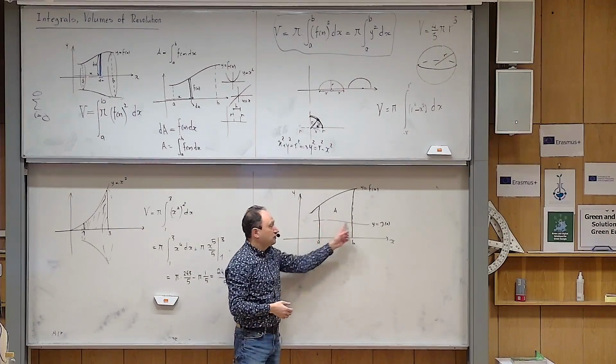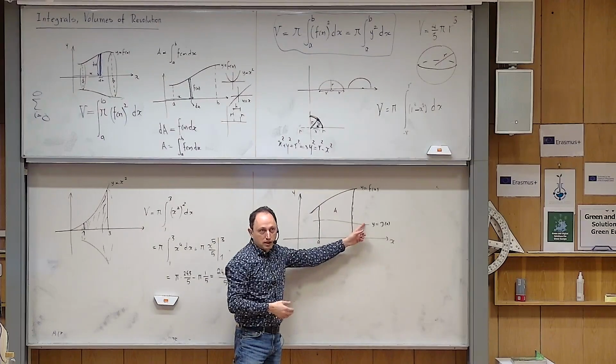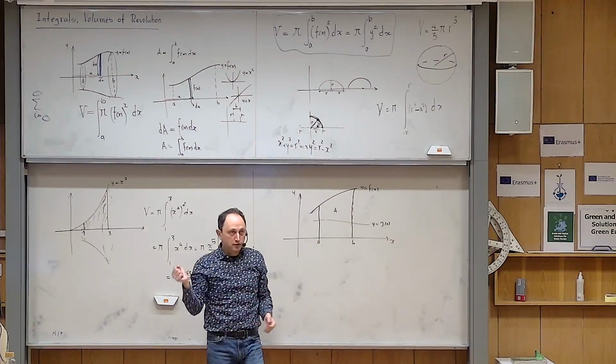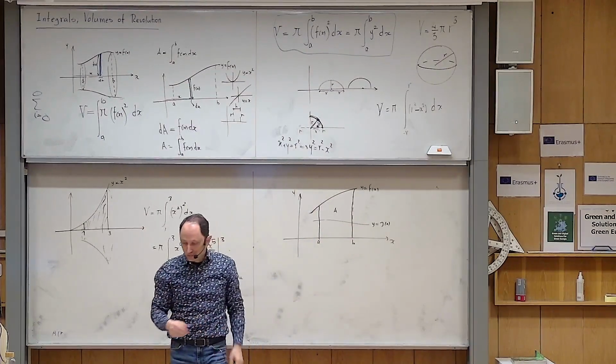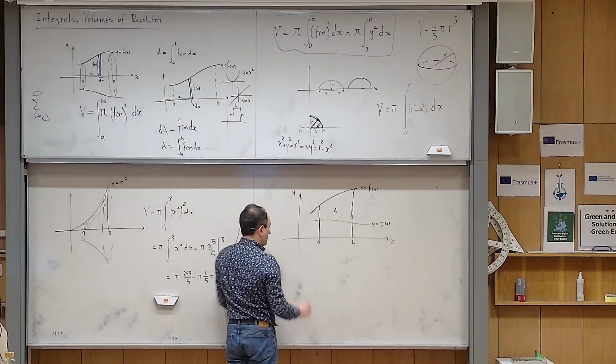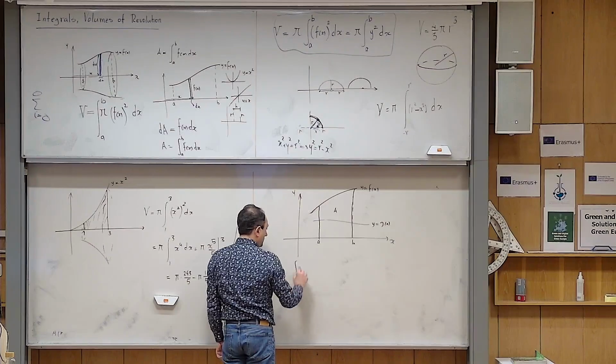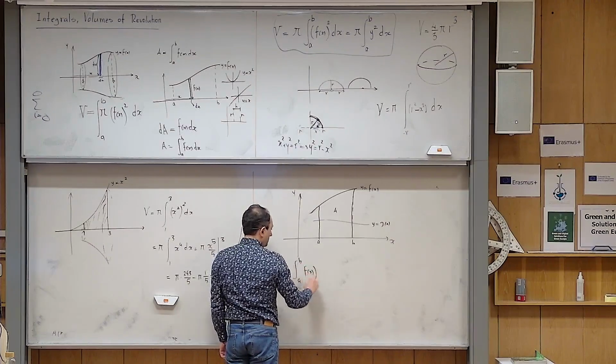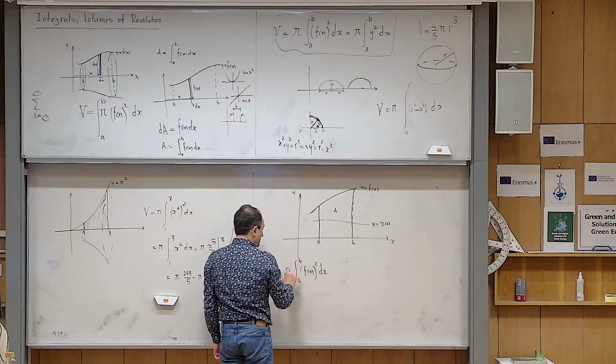So what can I do now? I can do another one for this lower one, and then take it off from the previous one. That becomes the volume generated. So can you tell me what I should write now? For the bigger volume, I can write integral from a to b of f of x squared dx with a pi outside.